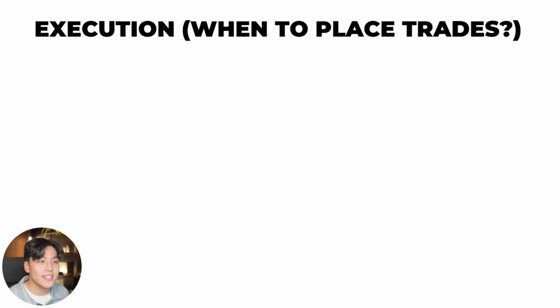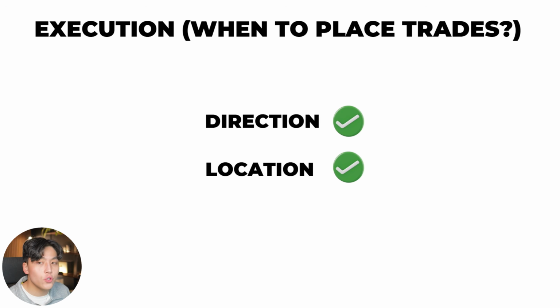And finally, execution, when to place trades. So as I mentioned, we just talked about the first two, which is direction and location. Now we're going to talk about execution. As I mentioned, in order to execute in the charts, you have to have the direction and the location. You cannot execute on the lower time frames without the direction and location.